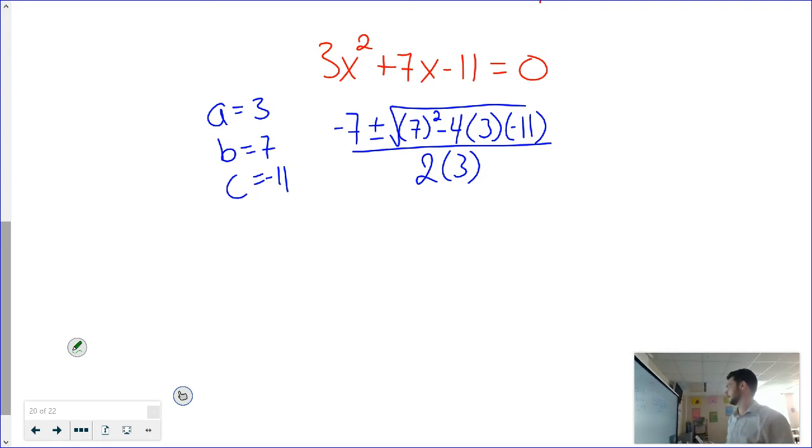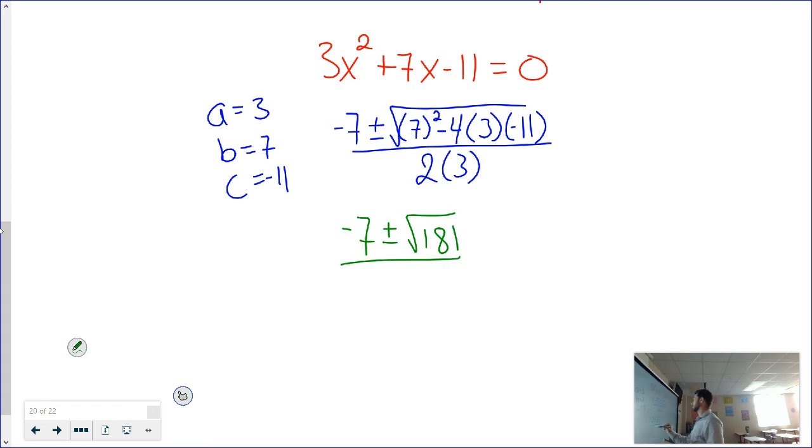If you jump this into your calculator, I should have done this beforehand. 7 squared minus 4 times 3 times -11. Don't forget your sign. A lot of people forget the -11. This is negative 7 plus or minus the square root of 181 over 2 times 3, which is 6. Find your decimal. The square root of 181 is not very nice, but that's okay. If you type it into your calculator, we get 13.45.